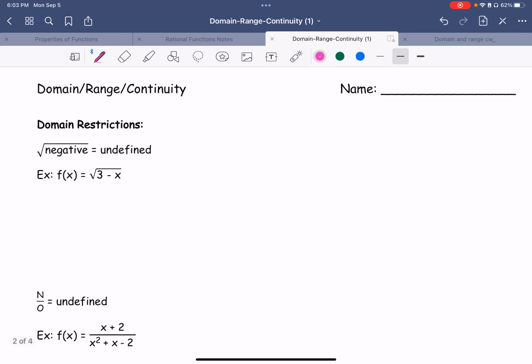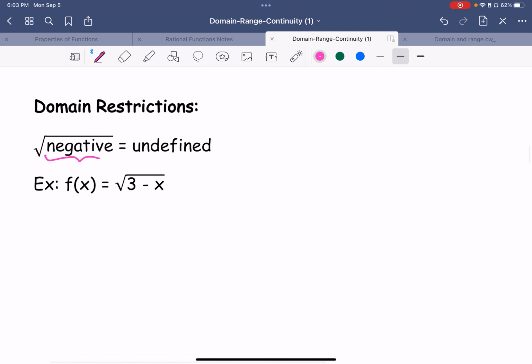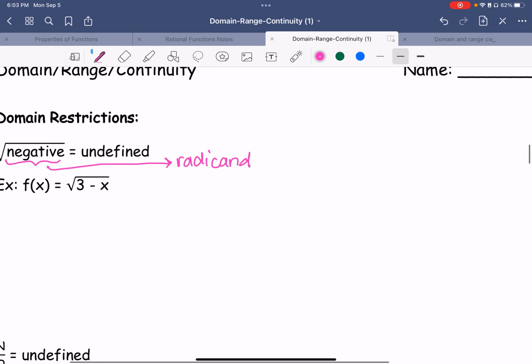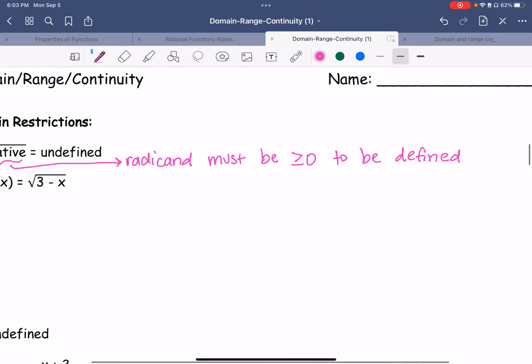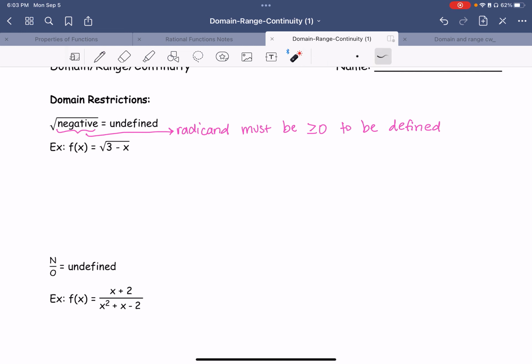That number, or whatever values are inside of the square root, is called a radicand. That's a new vocabulary word for you. The radicand inside the square root must be greater than or equal to 0 in order for it to be defined. Okay, so greater than or equal to 0 is either 0 or a positive number, right? Anything greater than 0 is a positive number. We need to set it greater than or equal to 0 because if it was less than 0, that would be a negative number, and a negative number is undefined.